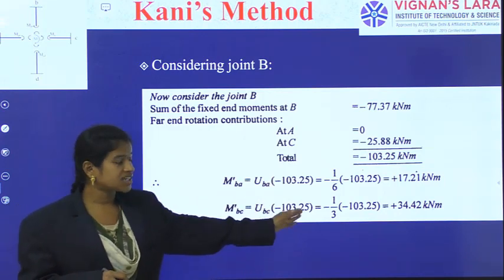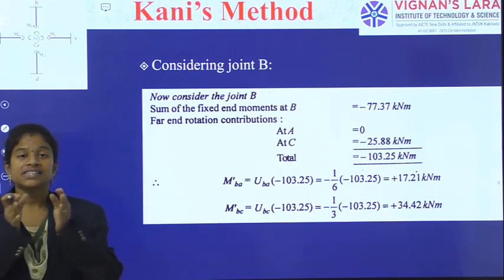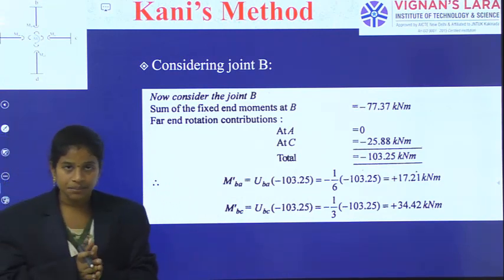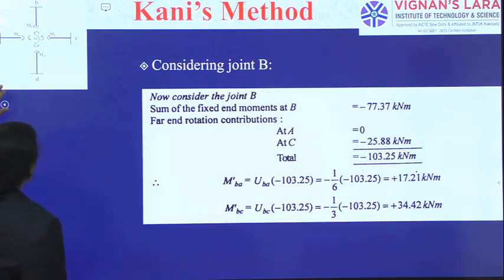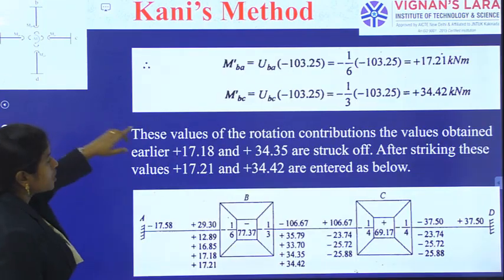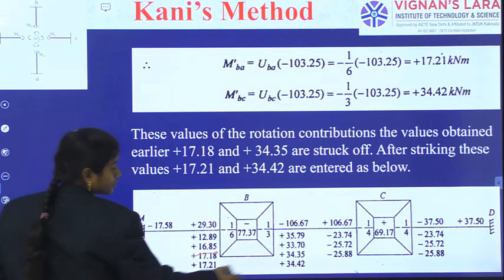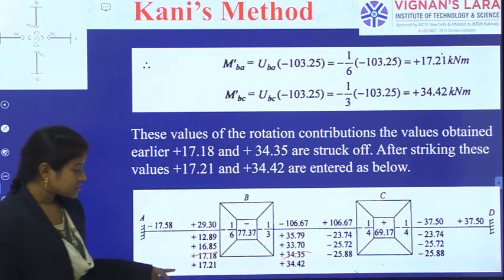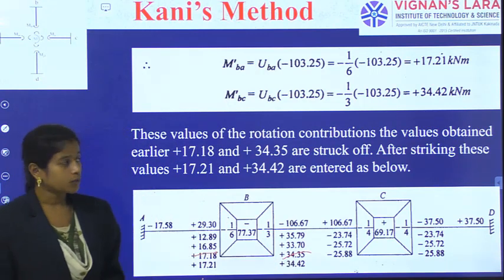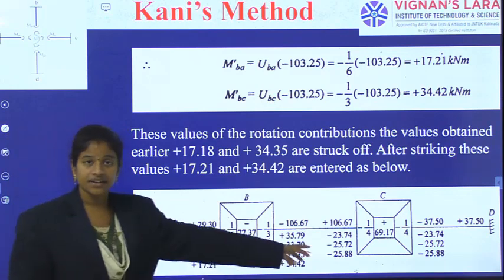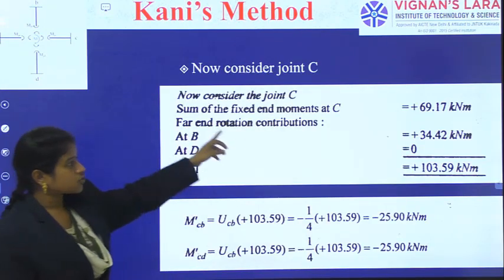Again M dash B towards A, M dash B towards C, UBA, UBC and the bracket quantity inside. So multiplication will give us the corresponding rotation contributions at the nearer end B towards A, at the nearer end B towards C, replacing the older ones. Again we will write the new values, striking off the older ones and writing the new values 17.21 and 34.42. This way we have entered, and then we are going for the next joint, that is joint C.